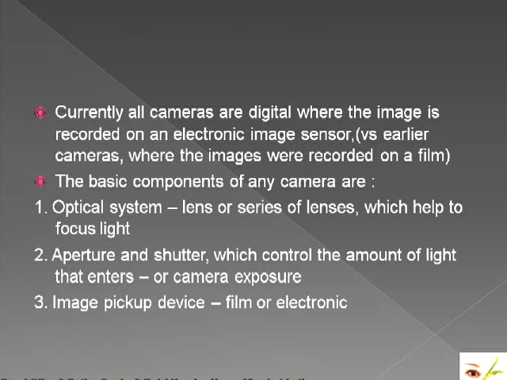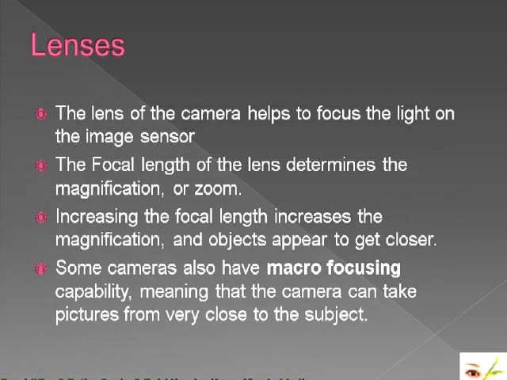As we know, any camera would have three parts: optical system, aperture and shutter, and image pickup device. Optical system, since we are all ophthalmologists, I think I don't have to deal much into it. It suffices to say that focal length of the lens in a camera determines the magnification or zoom. More the focal length, more is the magnification, and more the object appears closer. Now, in compact cameras, we have this macro focusing mode which gives you a zoom picture.